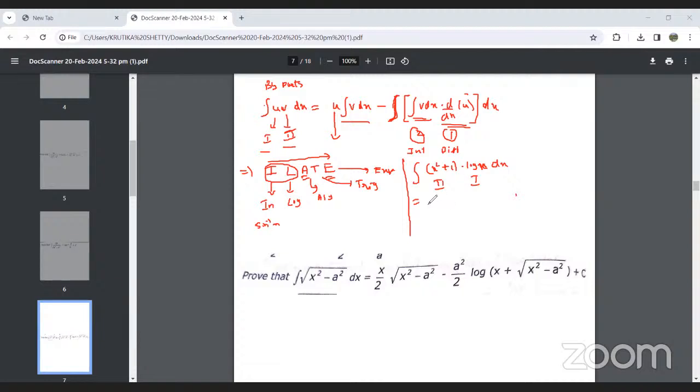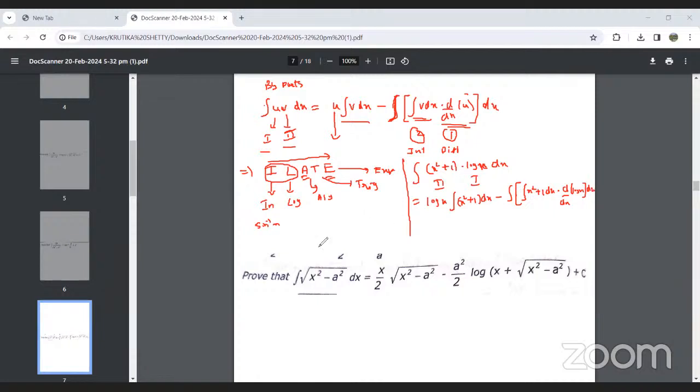First function as it is, that is log x as it is. We need to integrate the second function, x square plus 1 dx, minus integration of the second function, which is x square plus 1 dx, into d by dx of the first function, that is log x. You can close the bracket into dx.